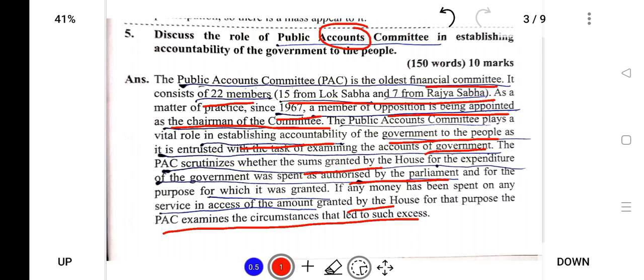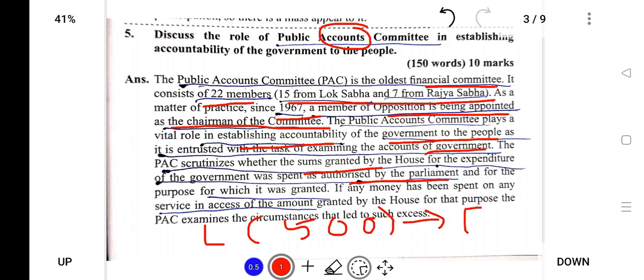One thing you will be wondering is what is the difference between the Public Accounts Committee and the Estimates Committee. So the Public Accounts Committee is a committee, for example, where the Lok Sabha sanctions rupees 500 crore to the executive under the Ministry of Housing.